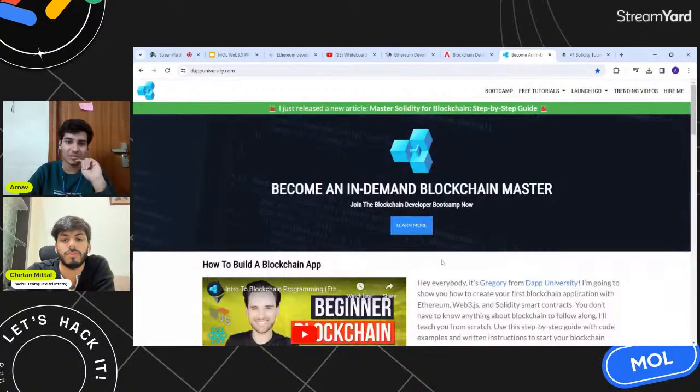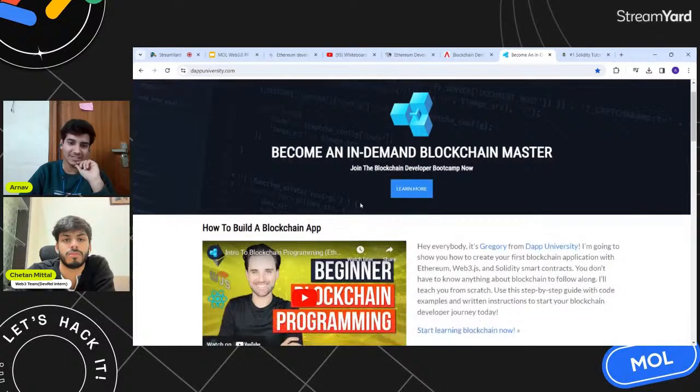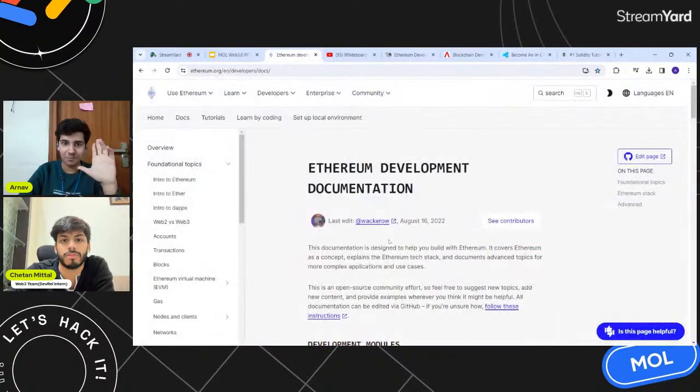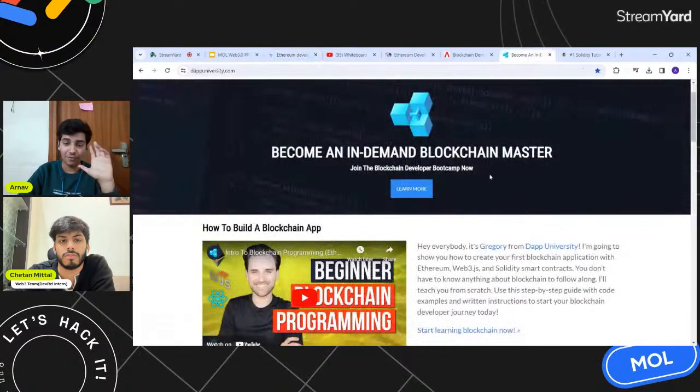And there's DApp University. DApp University tells you how to build a proper smart contract. So Ethereum was the full and final reference for us, but this is, if you want to totally get into blockchain coding, really good. I would recommend this as well. So now I would pass on to Chetan. Thank you, everyone.